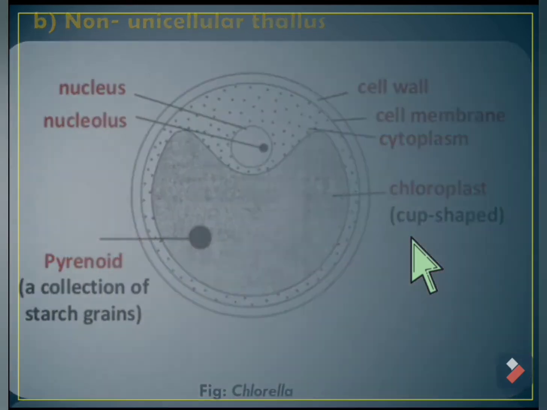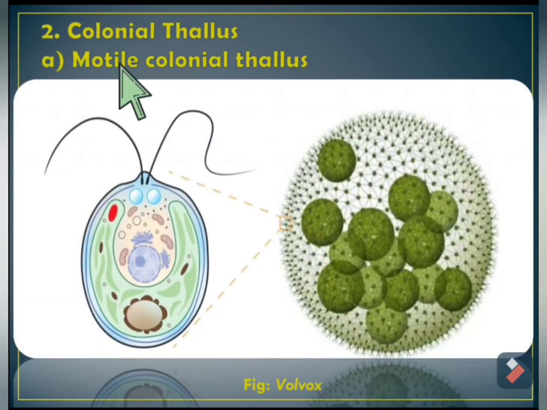Next, we have the second type, that is the colonial thallus. Again, from the name itself, colonial, meaning these cells form colonies. So many of the green algae usually have a thallus consisting of a loose assemblage of cells, and these cells are generally held together in a gelatinous envelope. These cells together are known as a colony. And the cells in the colony have little or no dependence upon each other.